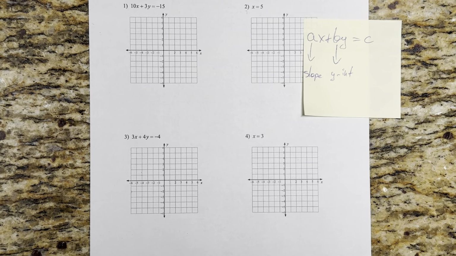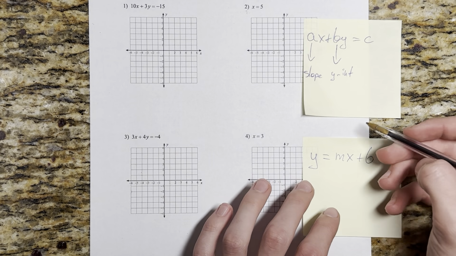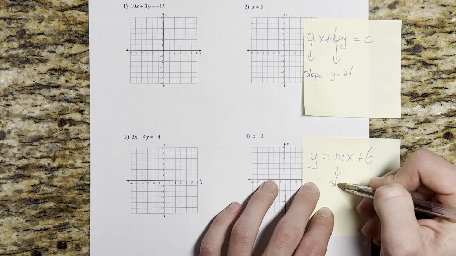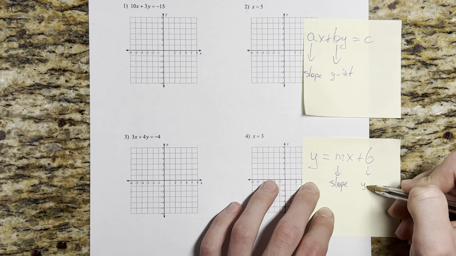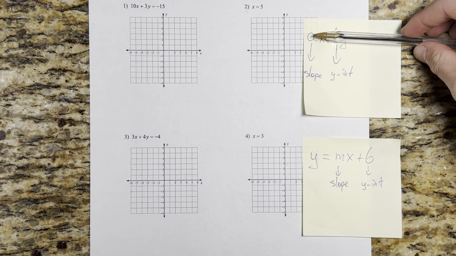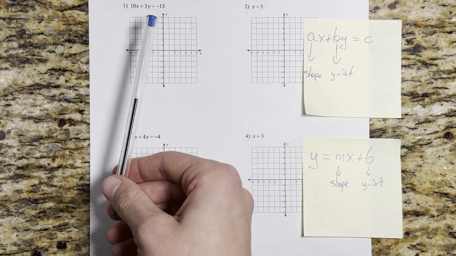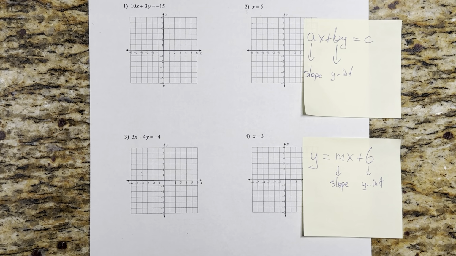And usually when we graph, we use slope-intercept form. It's a little bit easier. This one, y equals mx plus b, where m is slope and b is y-intercept. These two, a and m, are different because they're variables which can be different from problem to problem, so don't get confused on those.